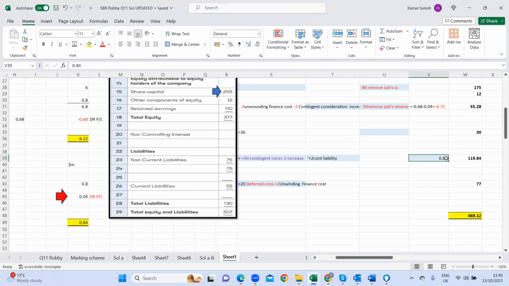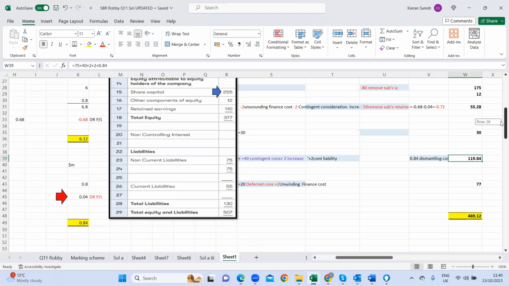It will be increased by 0.04. It is related to dismantling cost provision. That's the increase. You don't have to write it like this; I'm writing it so that you understand it easily. So now that's done.